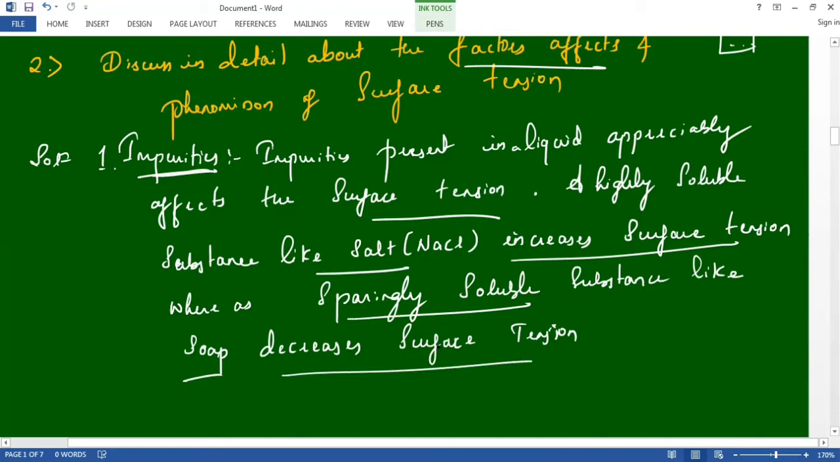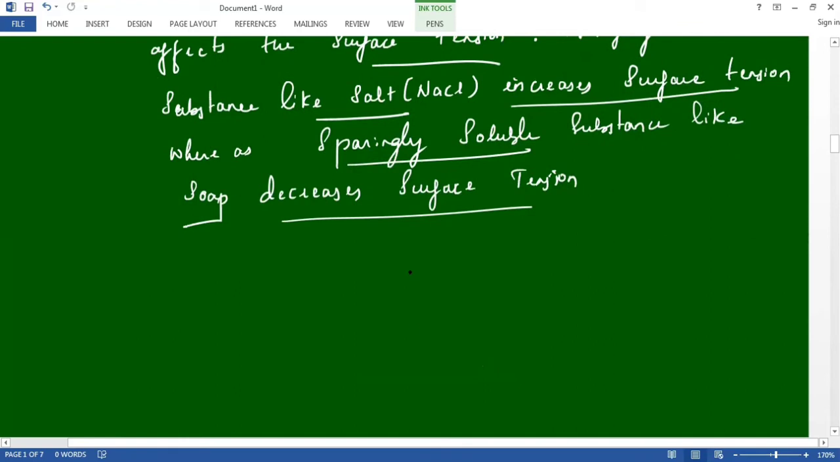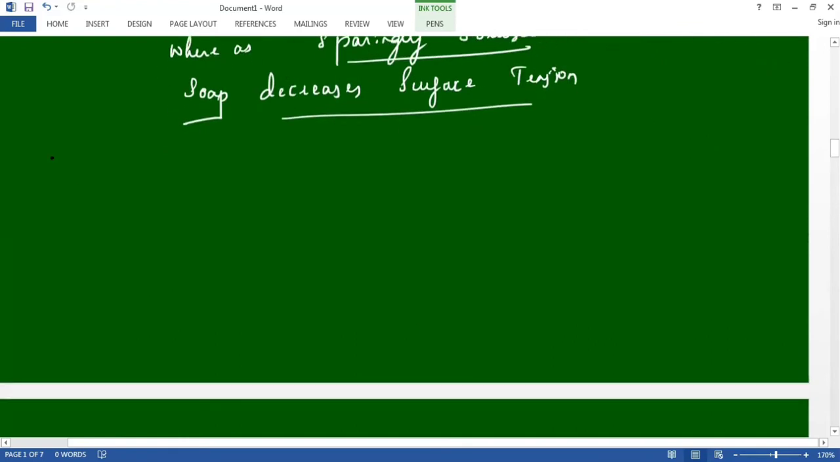The next factor is temperature. The surface tension decreases with a rise in temperature. As the temperature increases, the surface tension will decrease. The temperature at which the surface tension of the liquid becomes zero is called the critical temperature of the liquid. Let us write that point.